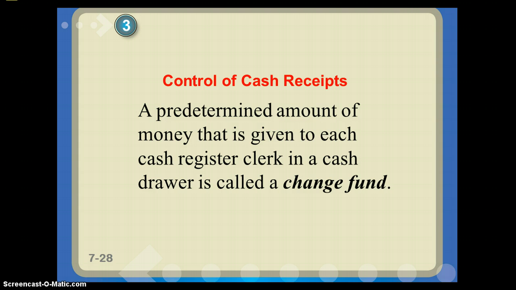A predetermined amount of money that is given to each cash register clerk in the cash drawer is called a change fund. So when you first open your drawer, you've got to have some money in there. Maybe somebody buys something for $7 and they give you a $20. You need that $13 to make change. So you have a preset amount in there, that's the change fund. So you should have the amount of money for all the sales you made plus whatever change fund started in the drawer.